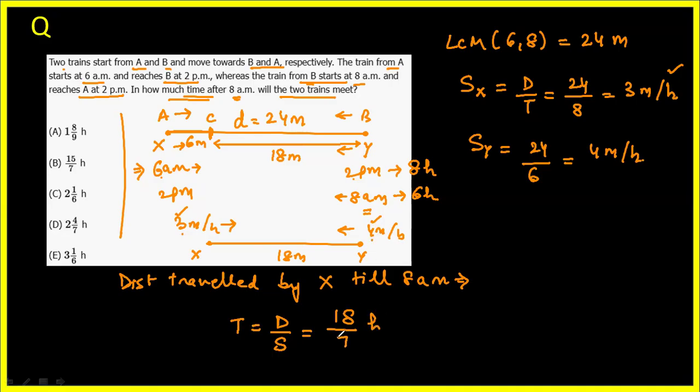So 18 by 7 hours are required. This is an improper fraction; as a mixed fraction, 18 over 7 is 2 4 by 7, since 7 twos are 14, leaving 4. So 2 4 by 7 hours would be the answer. That is option D, the correct one here.